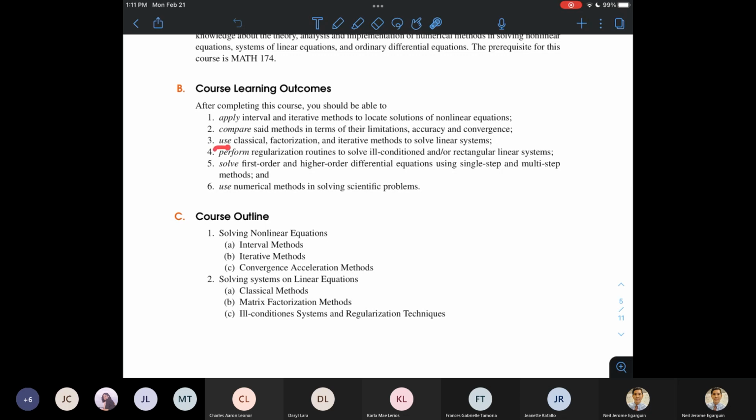Okay. And then third objective, use classical factorization and iterative methods to solve linear systems. Medyo mahalaga yung linear systems kasi ang dami niyang applications. Siguro nung elementary tayo or high school, ang laging problems lang sa linear equations natin ay halimbawa, I bought a ticket, tatlong klase ng tickets, tapos merong mga conditions, or age problems.